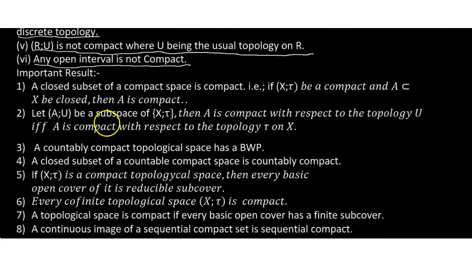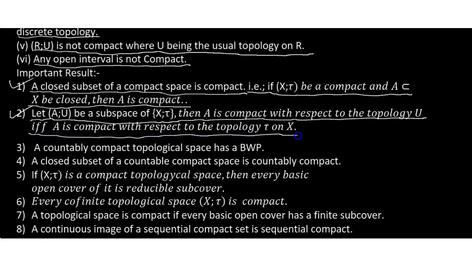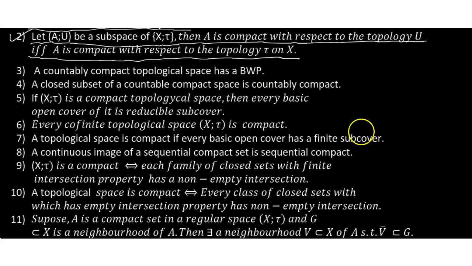Important result: a closed subset of a compact space is compact. That is, let (X, tau) be compact and let A, a subset of X, be closed, then A is compact. Number 2, let (A, U) be a subspace of (X, tau). Then A is compact with respect to the topology U if and only if A is compact with respect to the topology tau on X.